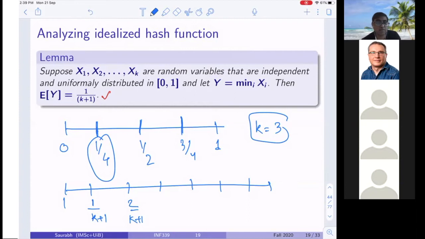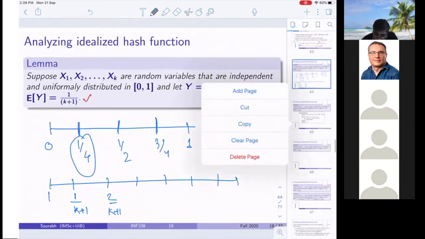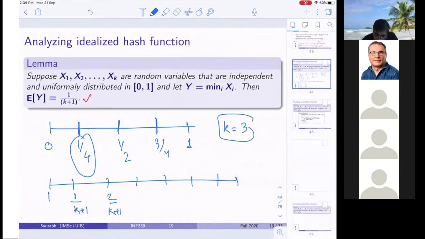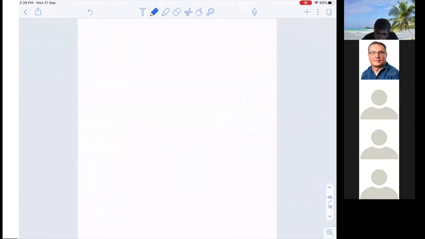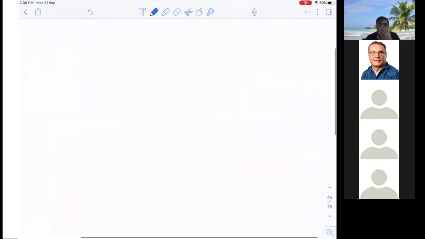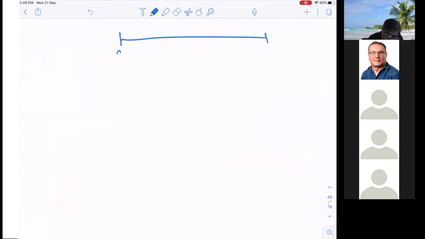Let's see, I wrote down the proof. Let's try to compute the expectation of Y. To do this, let's ask ourselves: here is your 0, 1 interval.